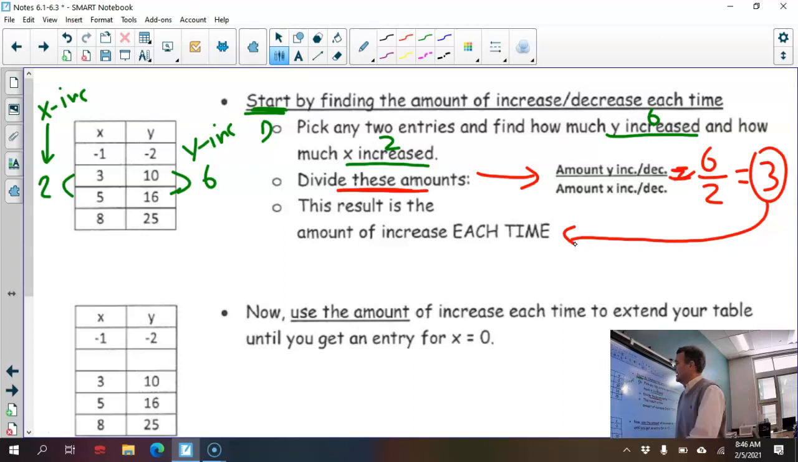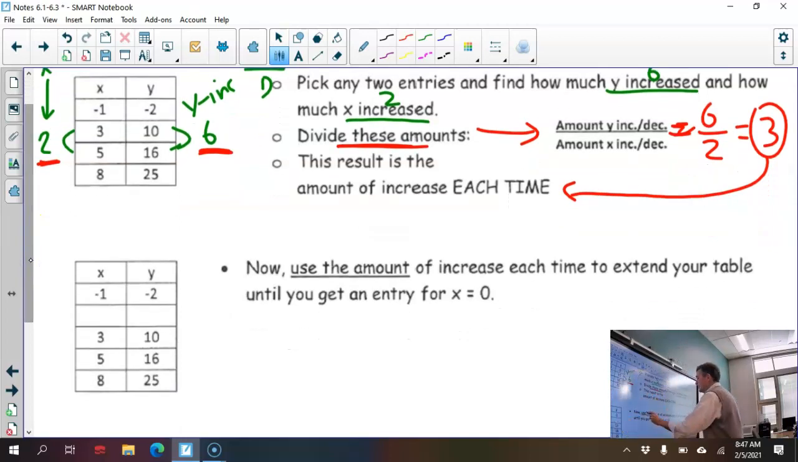Doesn't that make sense? If the y goes up by 6, but the x went up twice instead of once, well, then I divide the 6 by 2, and I get how much the y went up each time when the x went up twice. All right. So now I know the amount of increase each time. It's 3.